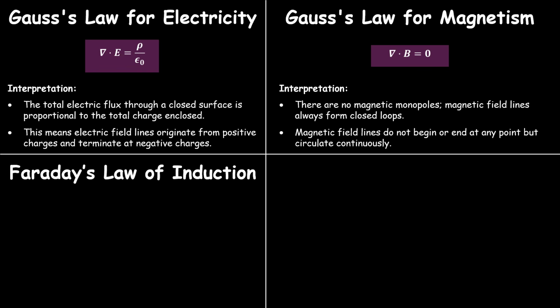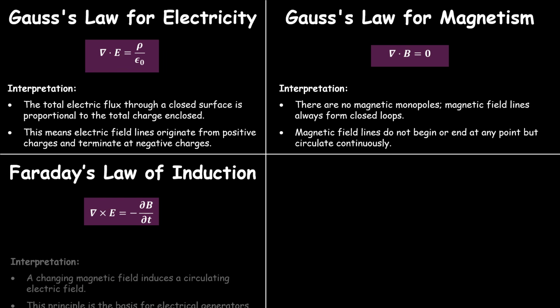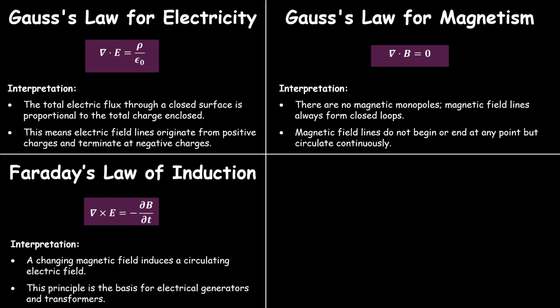The third component of the Maxwell equations is Faraday's law of induction. It states that a changing magnetic field induces a circulating electric field. This principle is the basis for electrical generators and the transformers being used.